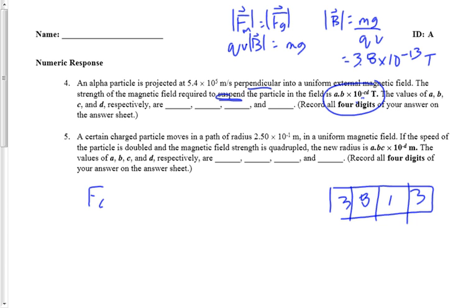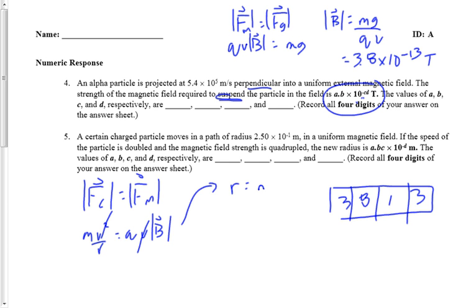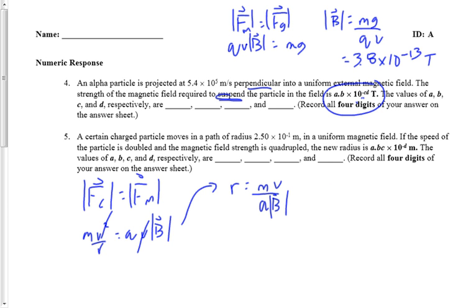So we're going to say Fc is equal to Fm. And we're going to say mv squared over r is equal to qvb. We're going to cancel out one of the v's, and we're going to rearrange this to solve for r. I get mv over qb. This is my original radius now, mv over qb, and its value is 0.250 meters, or 2.50 times 10 to the minus 1 meters.